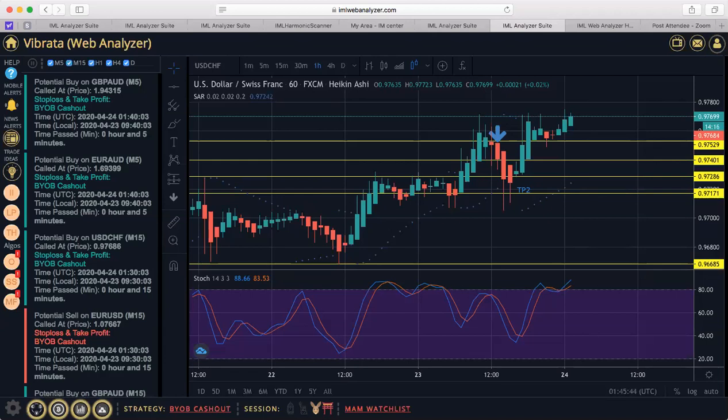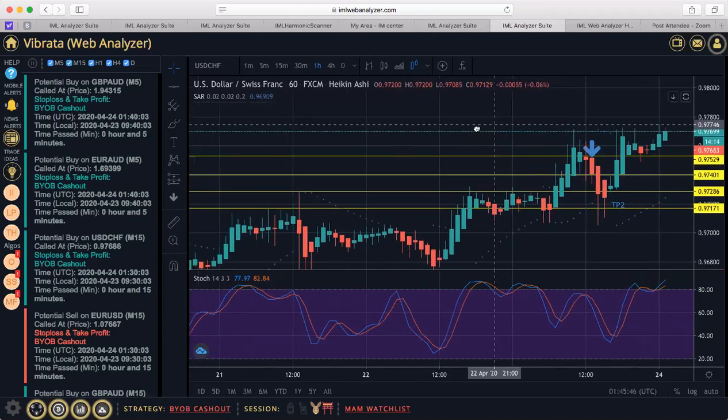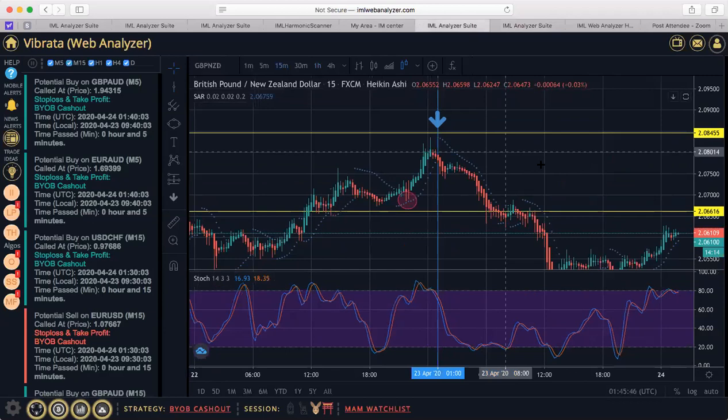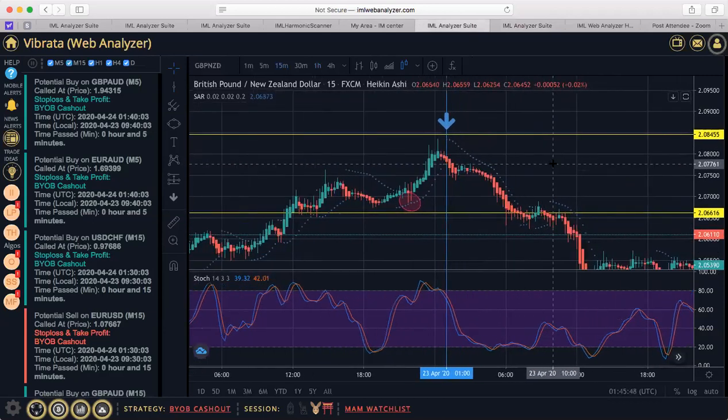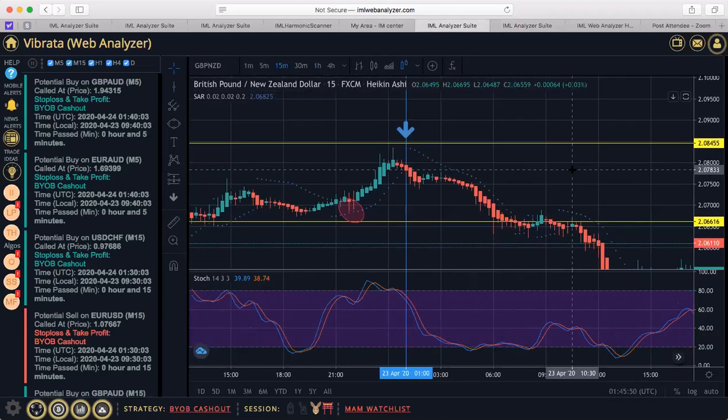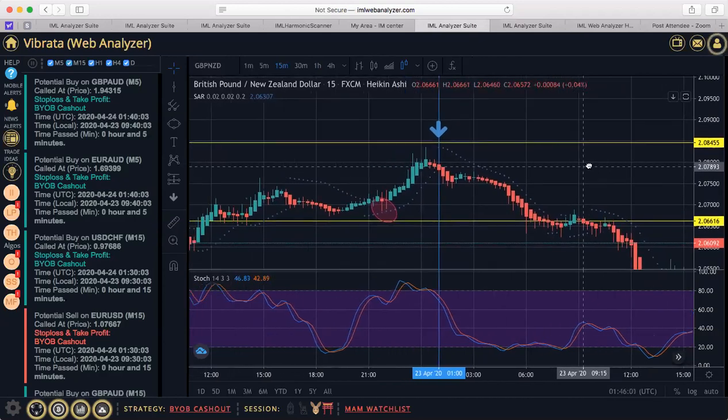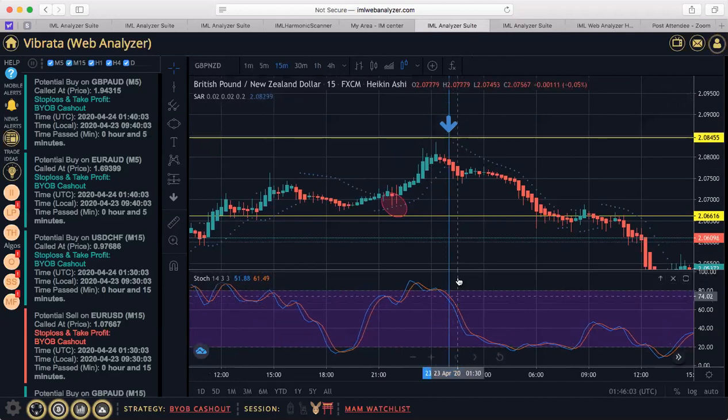So can I go over the strategy again? Yes. Really quickly. All right. So in its simplicity, the BYOB cash out. Three indicators.